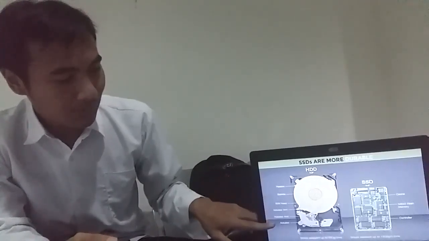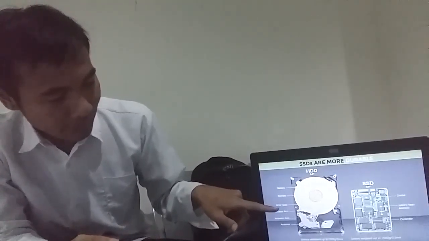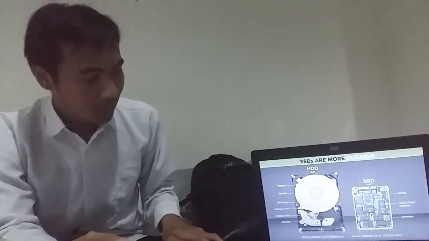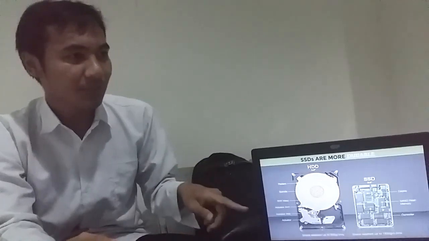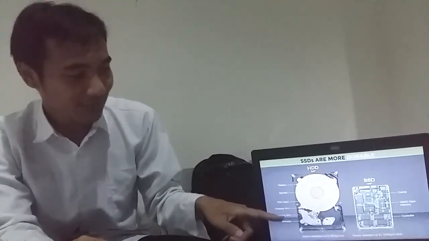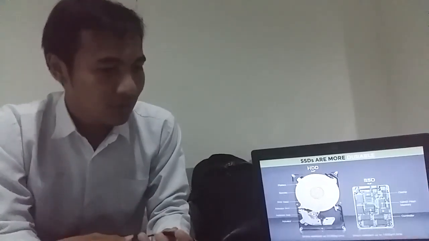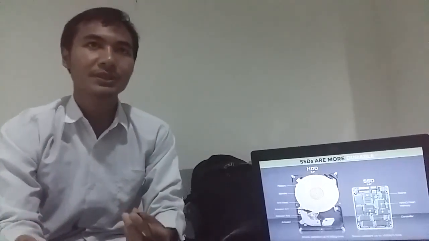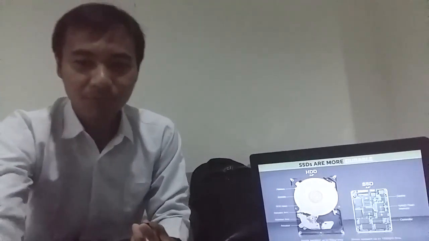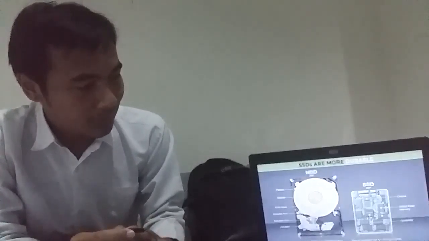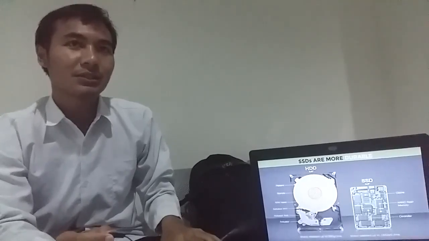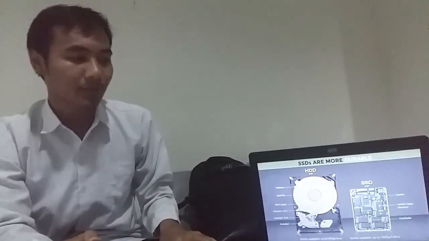And this is the part of the hard disk drive. As you can see, there is a RW head. This function is to read and write your file. So if you drop your hard disk drive, this RW head will be moved slightly, and your hard drive will break. But if you use a solid state drive, there are no moving parts, so you don't have to worry about dropping it.